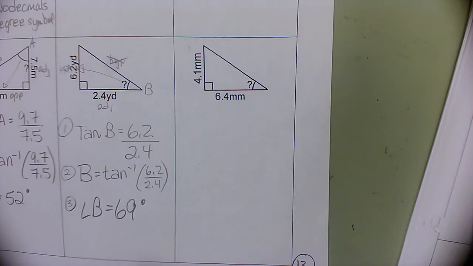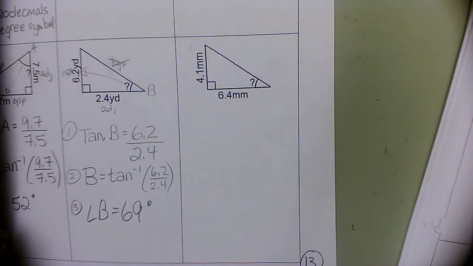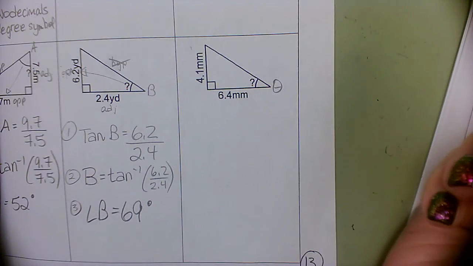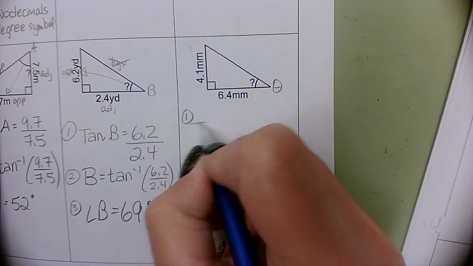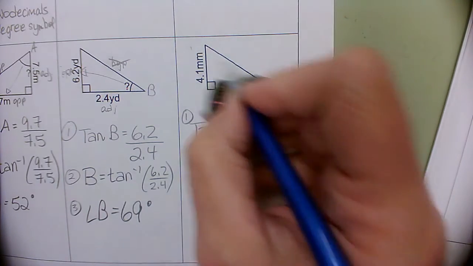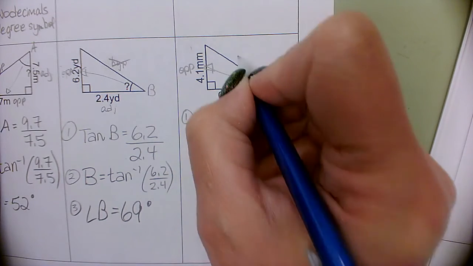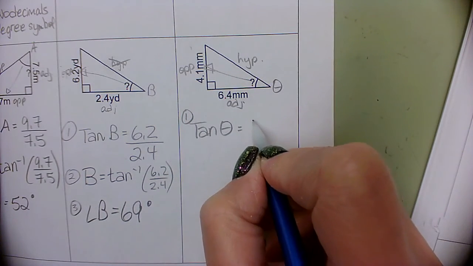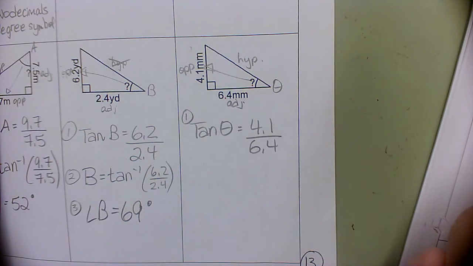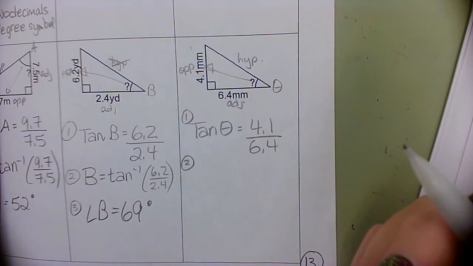Okay, try this one on your own. You can stop the video, try it on your own, and then check your answer. I'm going to do the answers, so stop it if you don't want to see the answer. I'm going to label this one theta this time. Step 1, tan, I don't know my angle, so I'm going to use the theta symbol. Opposite is across from my angle, and this will be the adjacent because I don't have a hypotenuse. So opposite is the 4.1, and the bottom is 6.4. If you flip this fraction upside down, it will be wrong, so that's why it's always important to know where your opposite and your adjacent are.